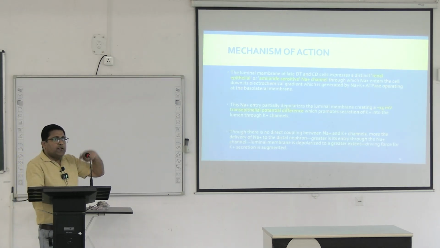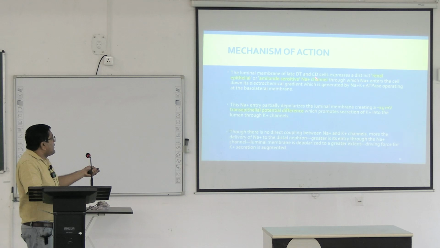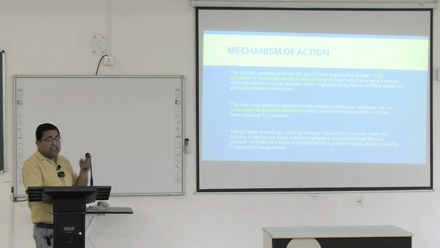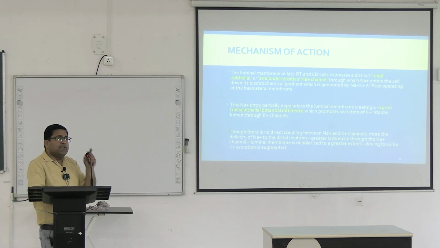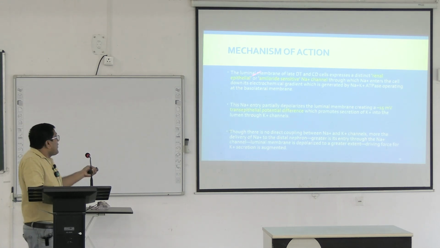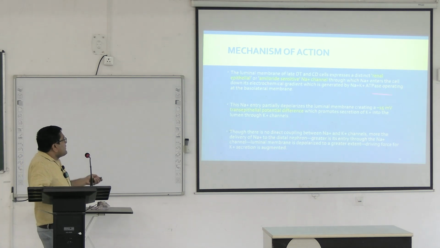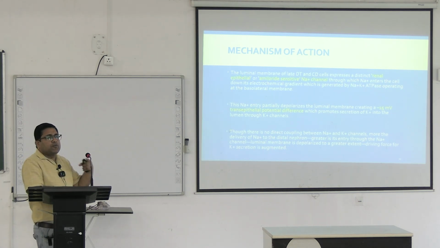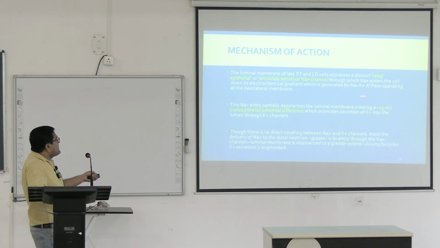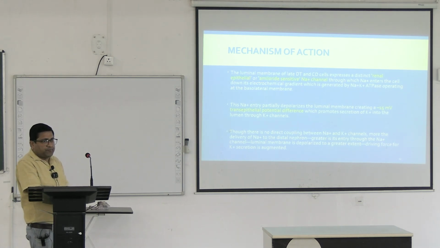They act from the luminal membrane of the late distal tubule and the collecting duct, which express renal epithelial sodium channel, also called the amiloride sensitive sodium channel, through which sodium enters the cell down its electrochemical gradient, which is generated by the sodium potassium ATPase present in the basolateral membrane. So, what happens when this enzyme is inhibited? Less sodium reabsorption and more sodium excretion.